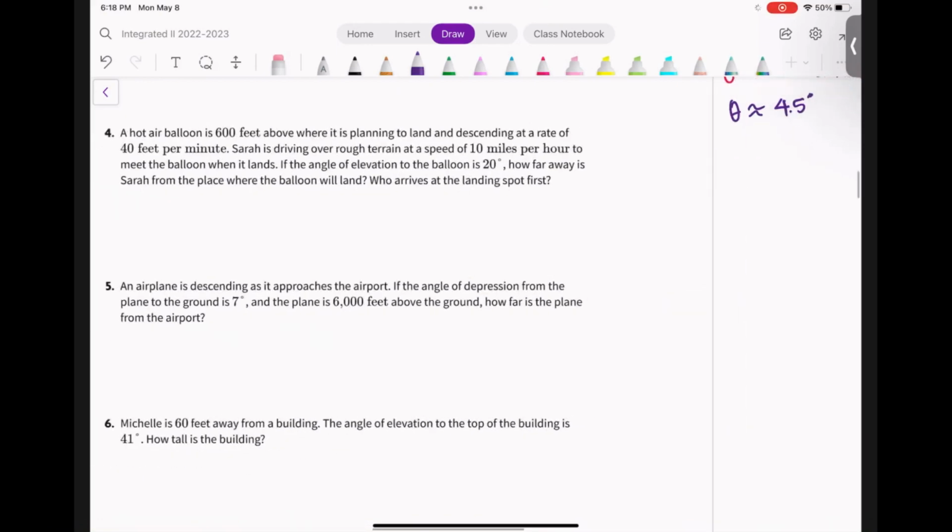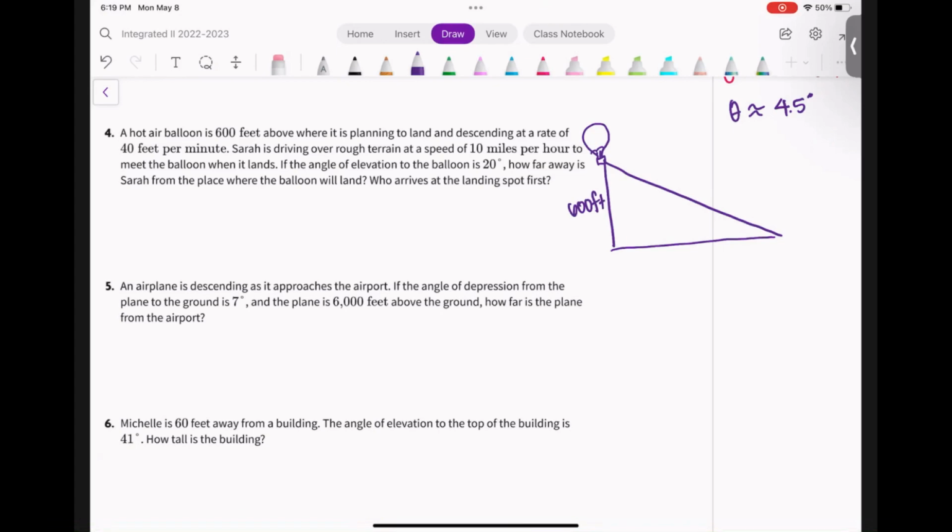So I'm going to draw a picture first. So here's my hot air balloon. Okay, looks like a light bulb. Get over it. Maybe if I did it like this. Yep, that now doesn't look like a hot air balloon. Oh well. Okay, it's 600 feet above where it is planning to land. So this is 600 feet here, right?